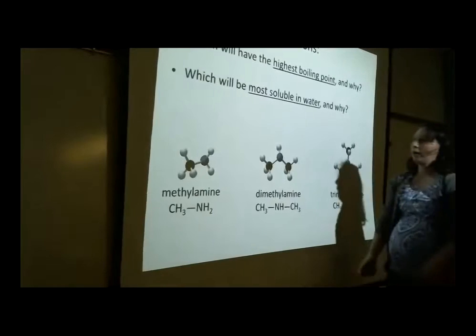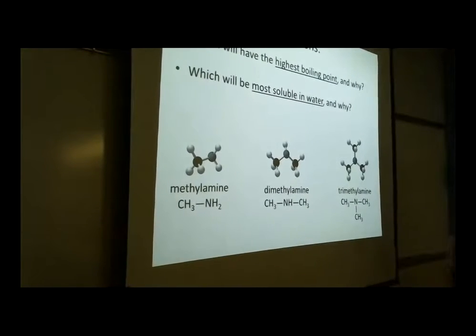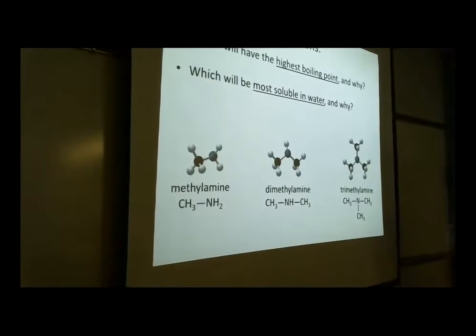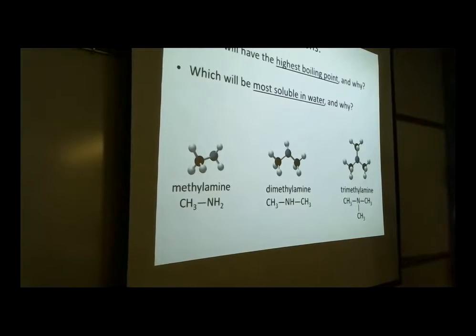Okay, here are 3 structures: methylamine, dimethylamine, and trimethylamine, right? Primary, secondary, tertiary. And so my question is, who's going to have the highest boiling point? Highest boiling point. So let's think about boiling point. Remember, if the boiling point is high, does it have strong IMFs or weak IMFs?